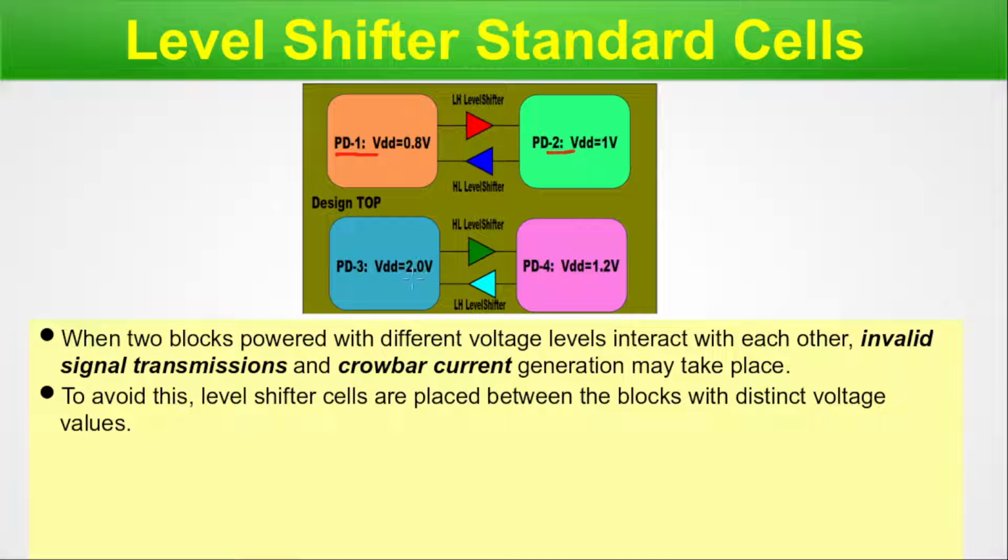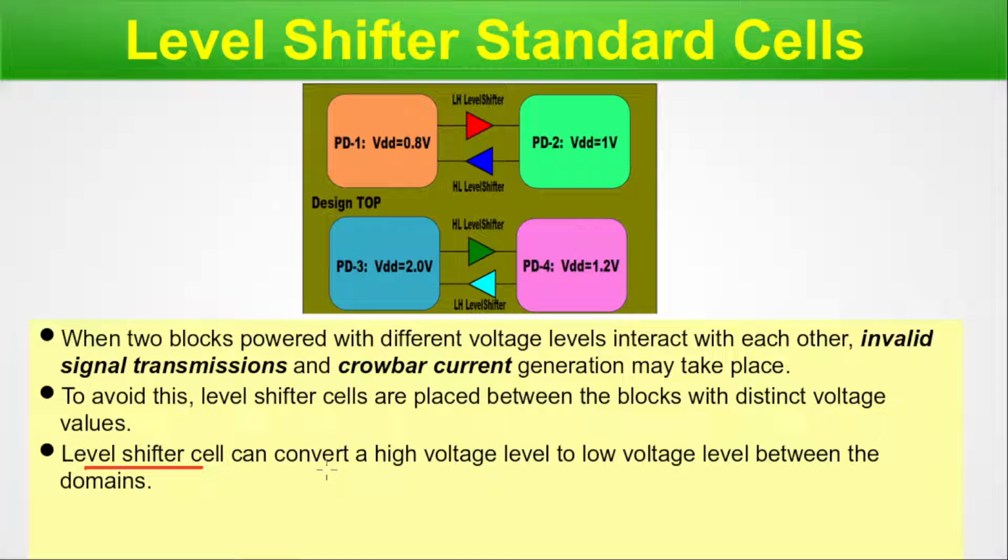Now we just switch the high and low value in the next figure here, right? It is PD3 and PD4. Here the VDD is 2 volt and here it is 1.2 volt. So this is high and this is low. The HL level shifter, that means high to low level shifter, is placed in this direction, and LH, that means low to high, is placed in this direction. In this way, the miscommunication between two different power domains which are talking to each other through voltages is avoided.